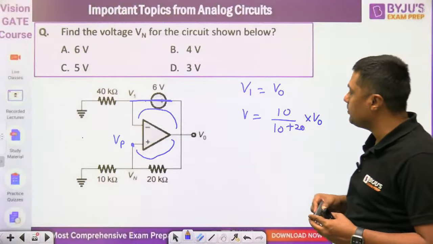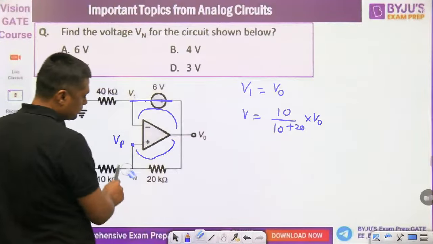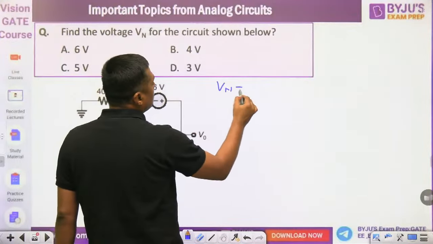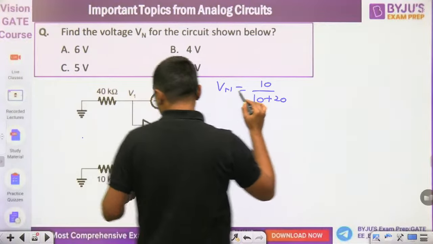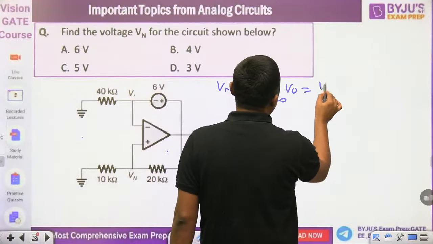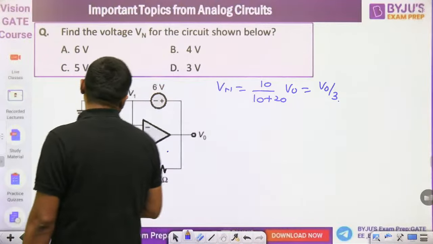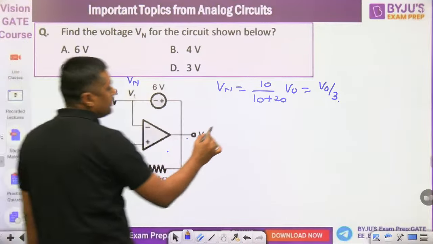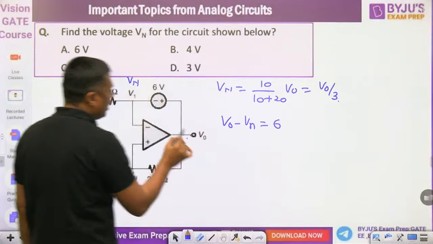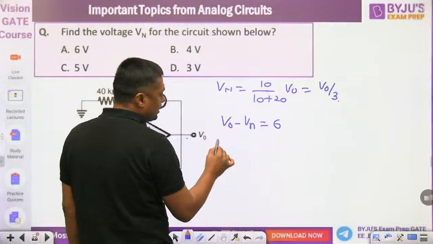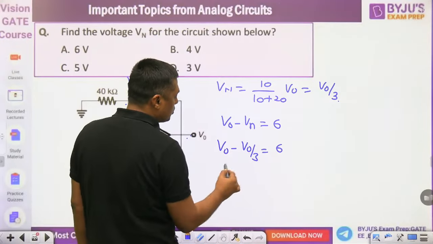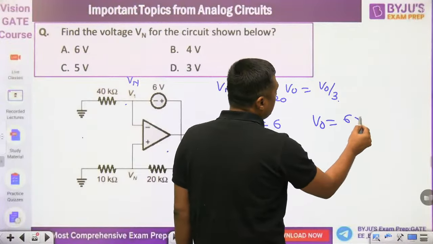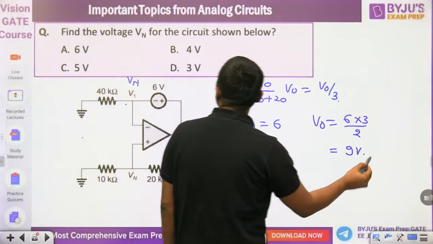Find the voltage Vn for the circuit shown below. So what is the value of Vn now? You can write Vn is equal to 10 divided by 10 plus 20 into V0. That will become V0 by 3. Now, at this point, this is also Vn. V0 minus Vn is equal to 6 volt. What is Vn? V0 by 3. So V0 minus V0 by 3 is equal to 6 volt. So 2V0 by 3 is equal to 6 volt. So what is V0 equal to? 6 into 3 by 2, that is 9 volt.